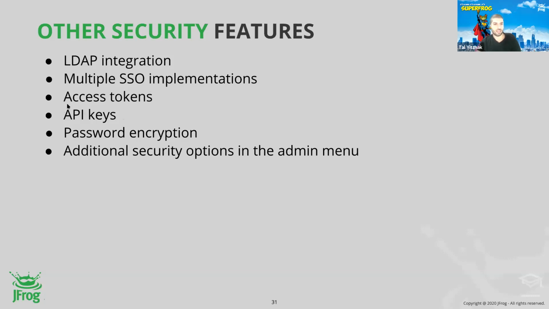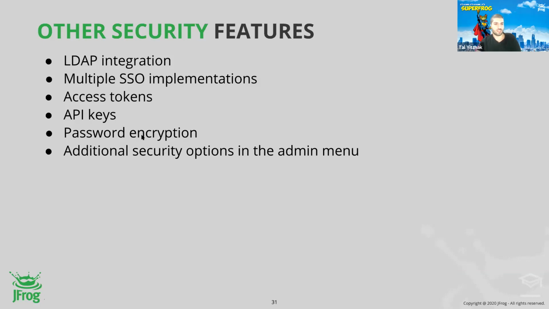You can have API keys used to do REST API calls. And you can also choose to have temporary access tokens instead of API keys. The difference between API keys and access tokens is that an API key is related to a user, and an access token is a more generic way of communicating with Artifactory. You can choose to refresh it. You can choose to delete it, and so on.